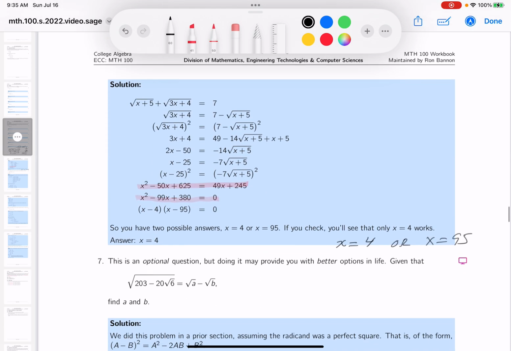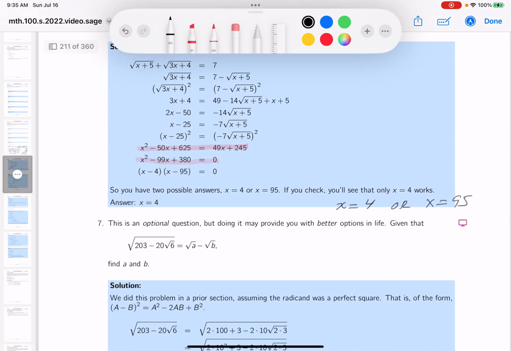All right, let's go to the key. Let's hope they didn't make a mistake with the key either. Let's take a look at it. It says, you have 2 possible answers. We went through that already. They're 4 and 95. We checked it. Only x equals 4 works. We checked both of them. So again, let me repeat this. x equals 4 is the only answer.